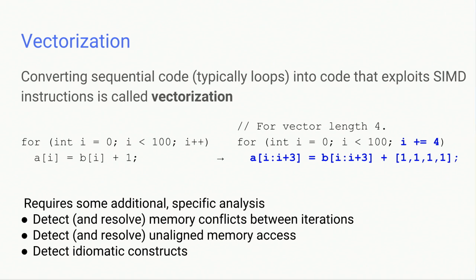In order to do this transformation, this vectorization, you need some very specific analysis. You have to detect and resolve memory conflicts between the loop iterations to see if you can actually execute them in parallel. You may want to be a little bit more strict about alignment, because SIMD instructions often require stricter alignment on the memory. And you want to detect idiomatic constructs. We'll see an example of that shortly. Stuff that you cannot really express with single operators in your sequential code, but if you detect them, you can map them onto very efficient SIMD instructions.